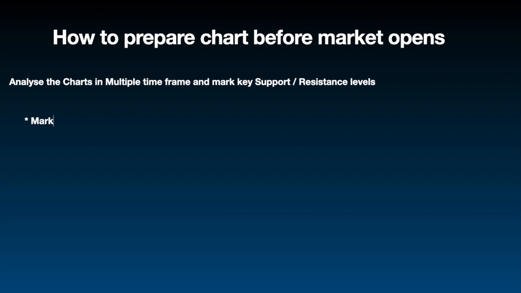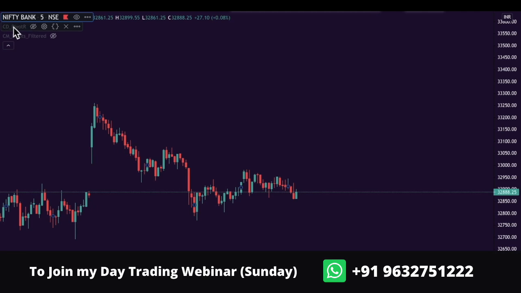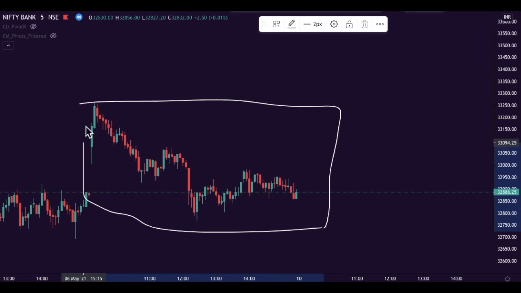The first thing I do is mark the previous day high and previous day low on the chart. Now let's see how it is done. Now traders, this is a Bank Nifty chart, 5 minutes time frame. Imagine that the data you're seeing here is the previous day data. Today's market is yet to open. So we need to mark the previous day high and previous day low in this chart because they can act as strong support and resistance levels. Now how to mark previous day high and previous day low, I'll show it to you now.